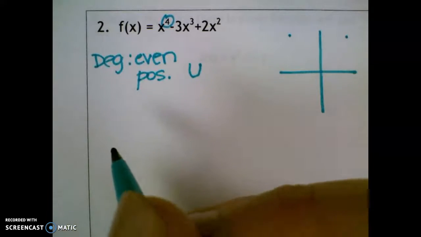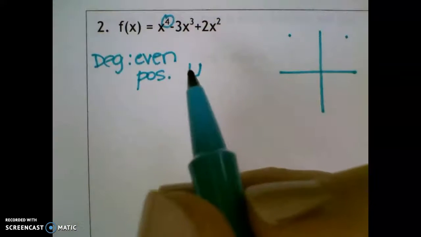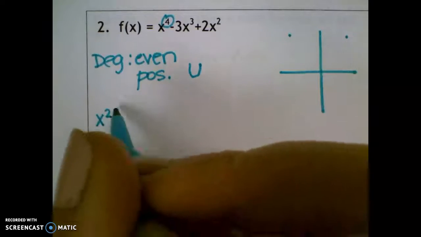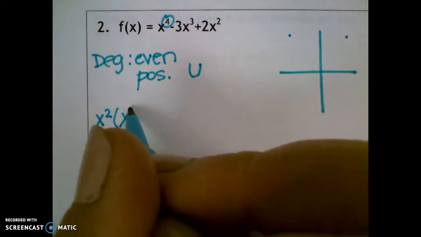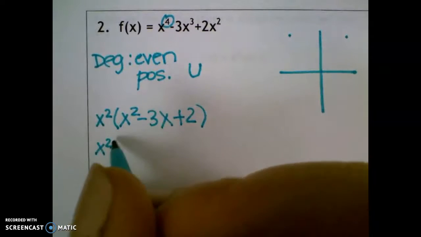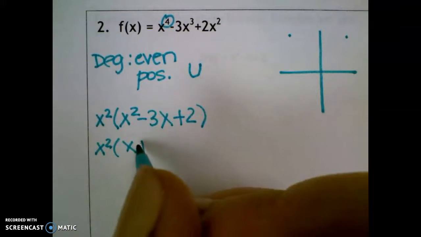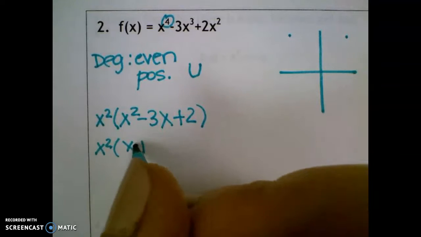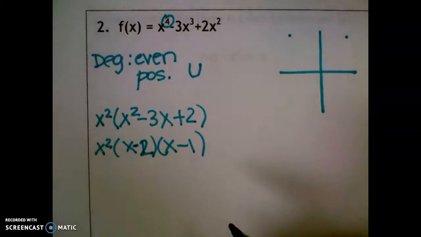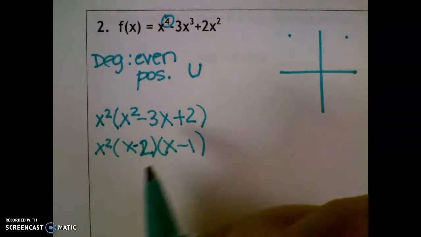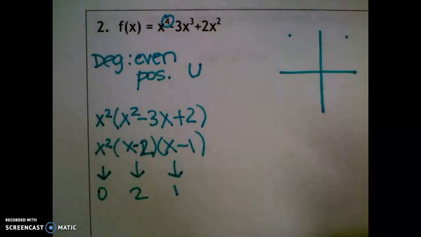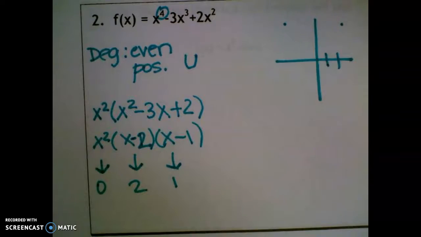Now I need to look at my zeros. This one is not factored, so we need to go ahead and factor it. So first, I can take out an x squared. And when I do that, I'm left with a quadratic. And then I can go ahead and factor that quadratic with whatever method I need, which, minus 2, minus 1. And that's what it's going to factor to. So I'm going to have 3 zeros. I'm going to have 0, 2, 1. So I'm going to go ahead and mark those on my graph.